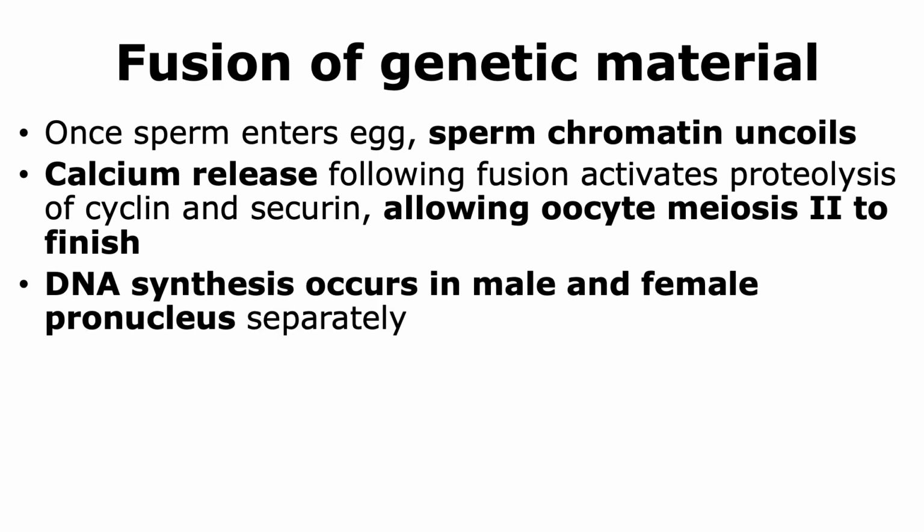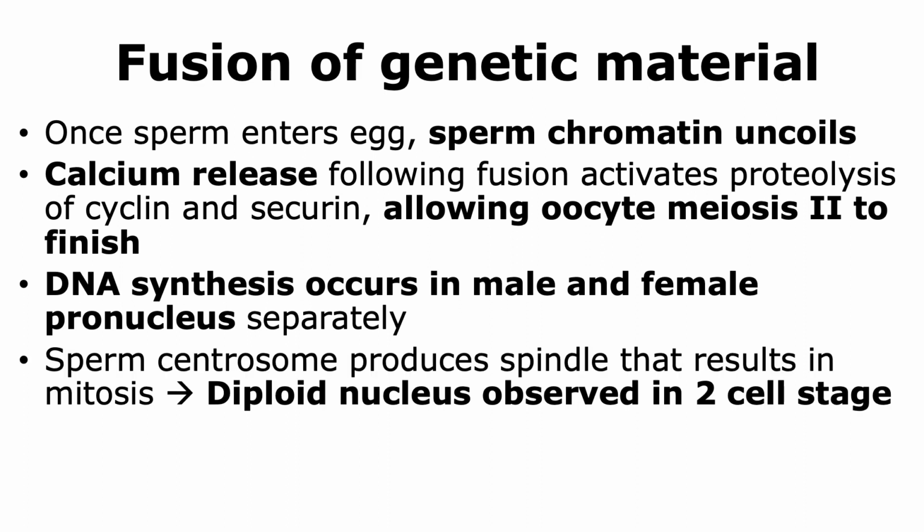Now, DNA synthesis also starts occurring after fusion. However, it happens in the male and the female pronucleus separately, and thus they don't actually fuse with each other immediately. Further, what happens is the centrosome from the sperm will produce a spindle that results in mitosis. So, meiosis has occurred, DNA synthesis occurs in the male and female pronucleus, and then the centrosome from the sperm will produce a spindle that results in mitosis so that we end up with the two-cell stage of the embryo.